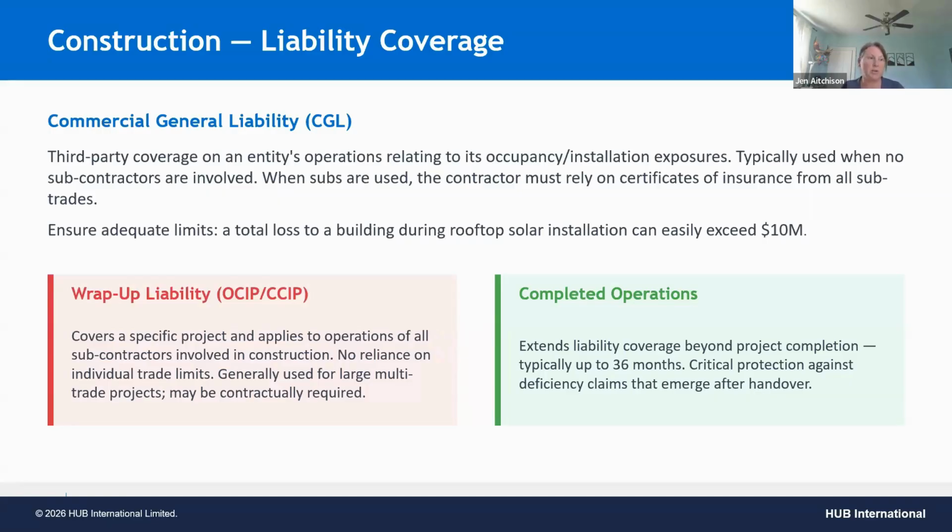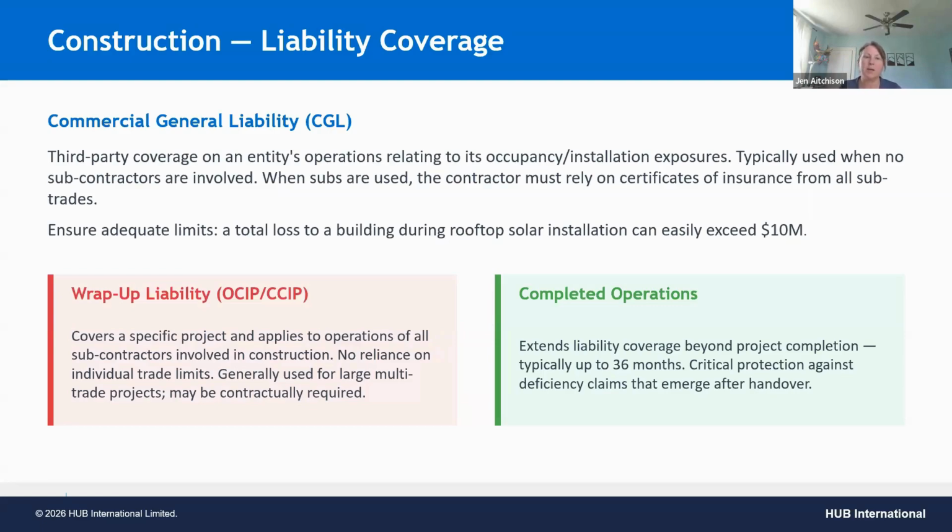As we start to see larger and larger rooftop installations, we're starting to see more use of the wrap-up liability policy across those types of installations, except in the rare instances where there aren't any subtrades being used, except for perhaps engineering doing structural, and then making sure that they carry their own insurance.